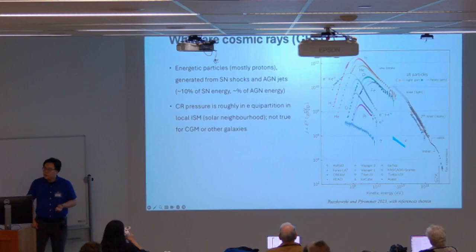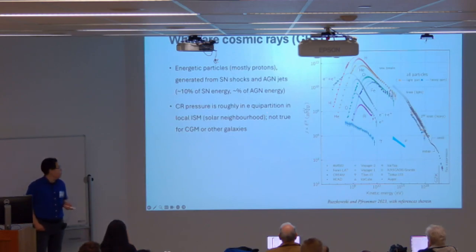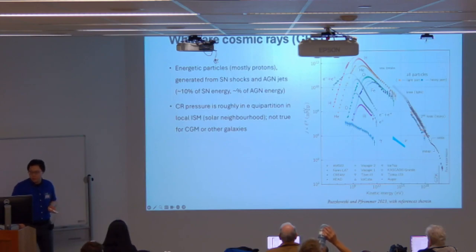In the local interstellar medium, what I mean here is the solar neighborhood, the cosmic ray pressure is roughly in equipartition with all the other pressure components like thermal pressure, magnetic pressure, and turbulent pressure. But this is not true for the CGM or other galaxies.